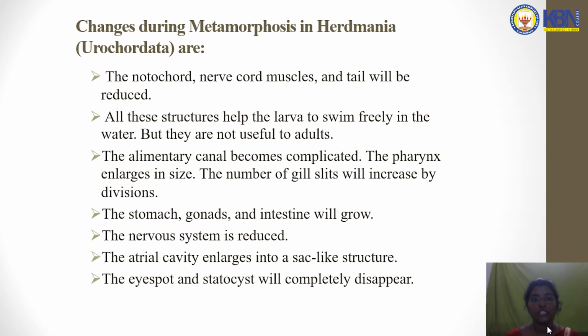And last one, changes during metamorphosis in Herdmania, that is Urochordata. The notochord, nerve cord, muscles and tail will be reduced. All these structures help the larva to swim freely in the water, but they are not useful to adults. The alimentary canal becomes complicated, the pharynx enlarges in size, the number of gill slits will increase by divisions. The stomach, gonads and intestine will grow. The nervous system is reduced. The atrial cavity enlarges into a sac-like structure. The eye spot and statocyst will completely disappear. Thank you.